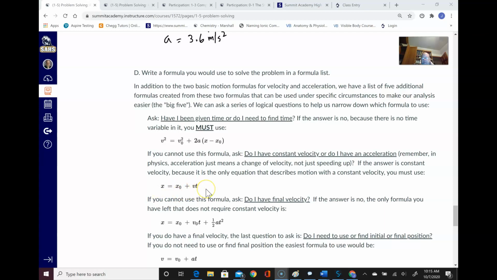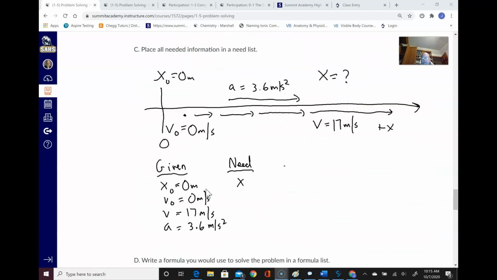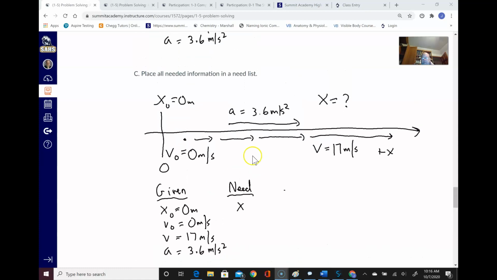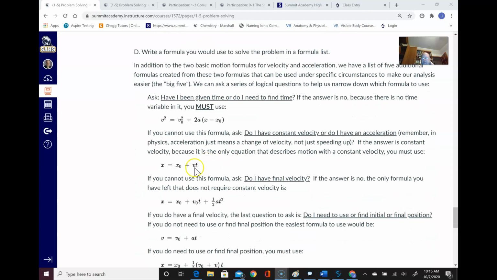So if you have an acceleration, and in this case you do have an acceleration, we don't have time, so we're going to end up needing to use that formula. This case we do have an acceleration, so I wouldn't have been able to use this. Okay, so if I can't use this, then I go to my next step.